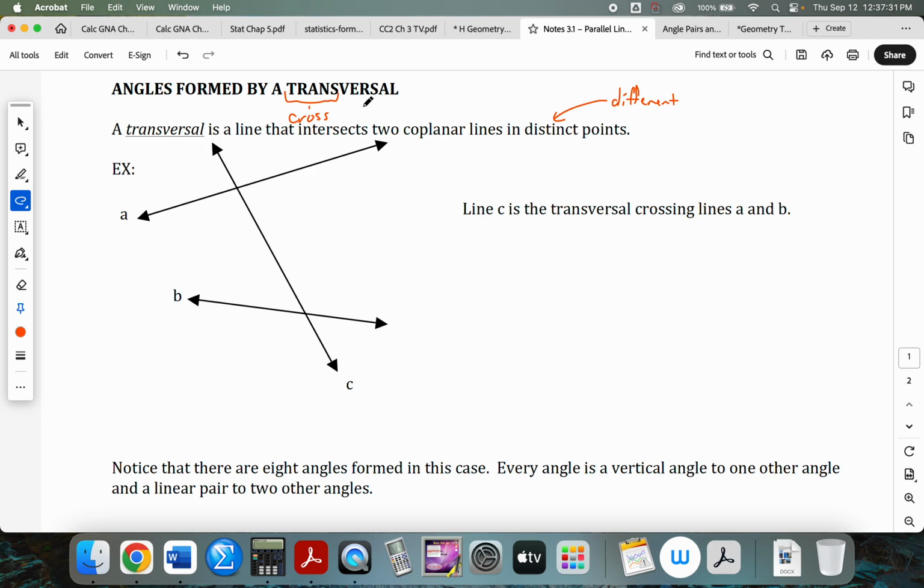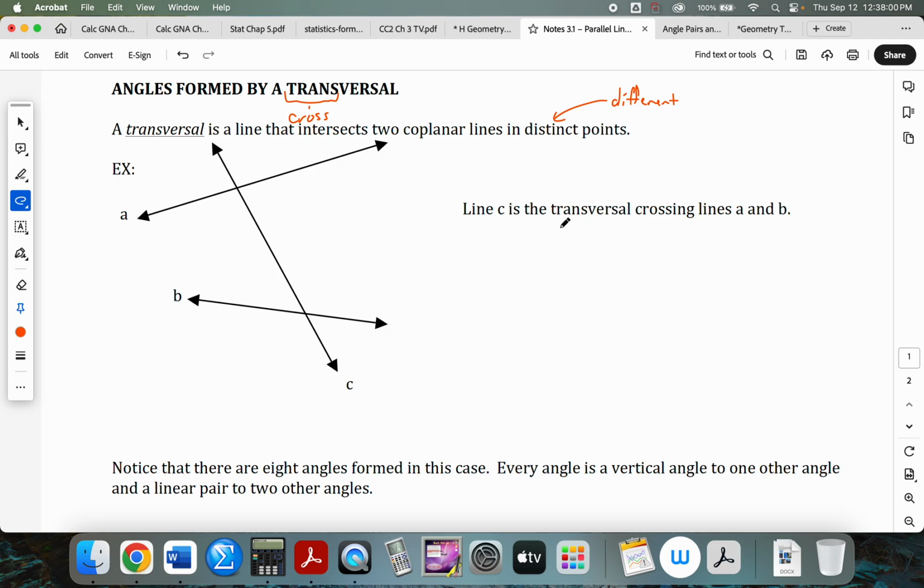Anything that has trans in front of it means cross, like transport. It literally means to cross from one port to another port. So any word that starts with trans means to cross from one thing to another thing. A transversal is a line that crosses from one line to another line.